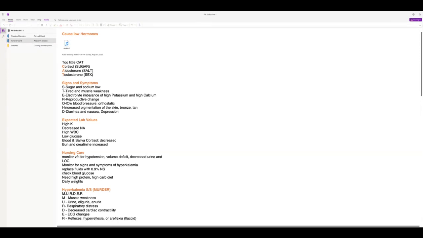So fluids are going to be replaced with normal saline. Check your blood glucose, and they're going to need a high protein, high carb diet. So you're going to have to talk with a dietitian and do daily weights.